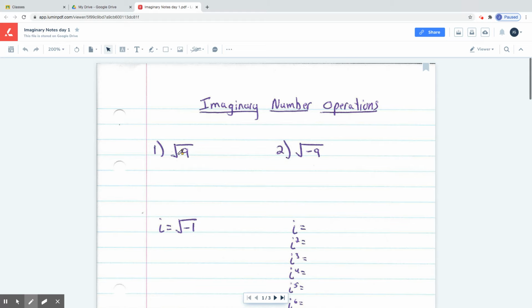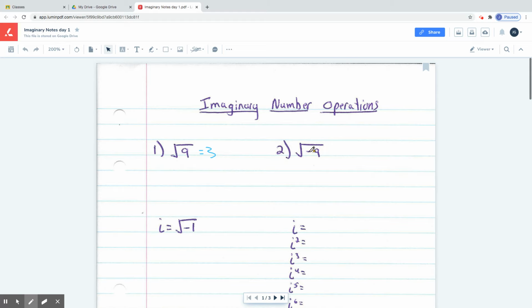So we have some square roots here to start off with. If we look at this first thing, square root of 9, it is a perfect square. Hopefully everyone knows that the square root of 9 is 3. Well, what happens if we have a negative underneath a square root? 3 times 3 is 9, but we can't say negative 3, because negative 3 times negative 3 is positive 9.